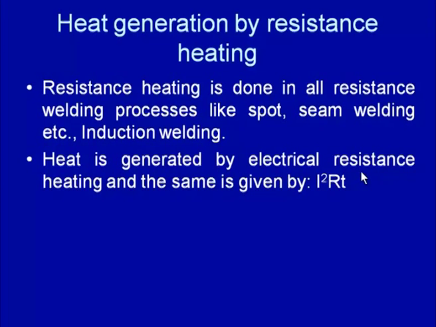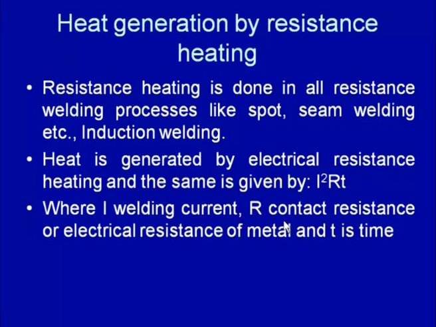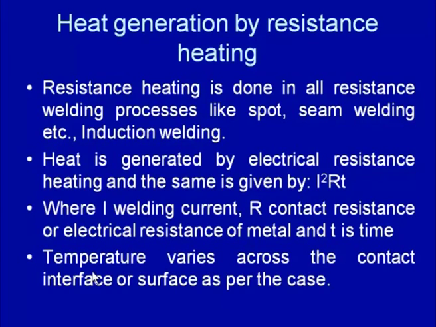The heat generated by the electrical resistance heating is governed by the equation typically known as I squared R T, where I stands for the welding current being passed through the components to be joined, R is the contact resistance at the interface, and T is the time for which current is allowed to pass through. So, welding current in amperes, contact resistance in ohms, and time in seconds. When the current is passed, a lot of heat is generated by electrical resistance heating in the base metal also, and at the contact interface.